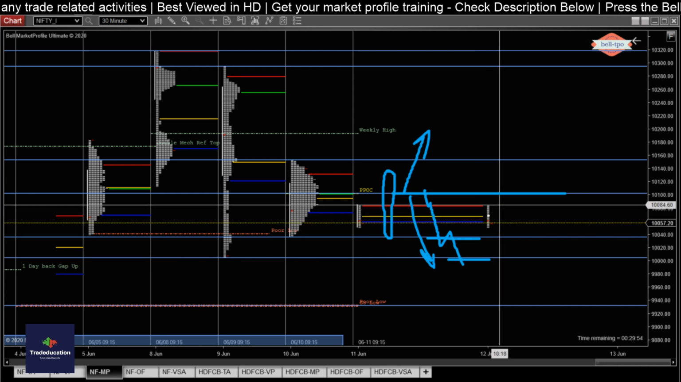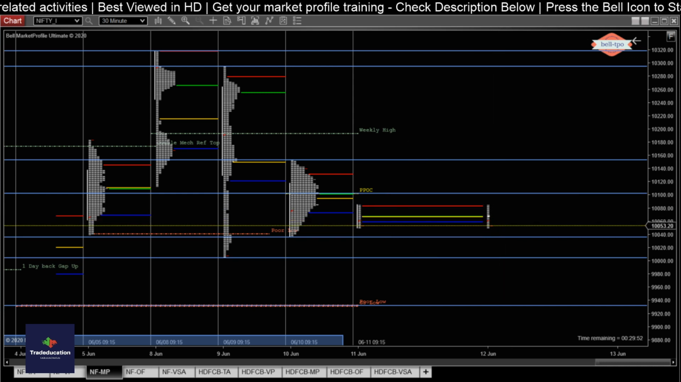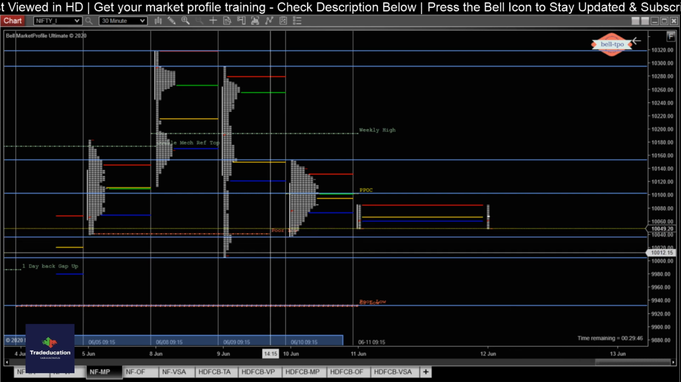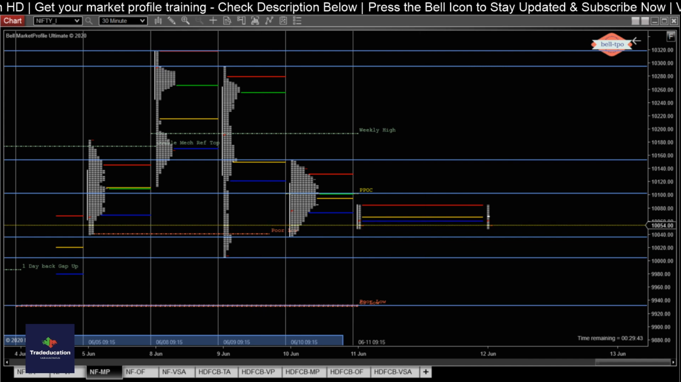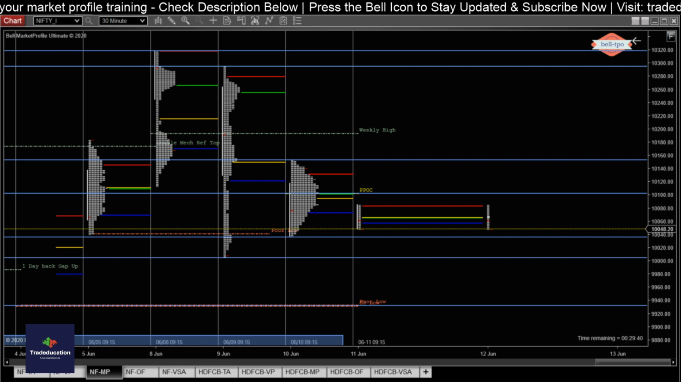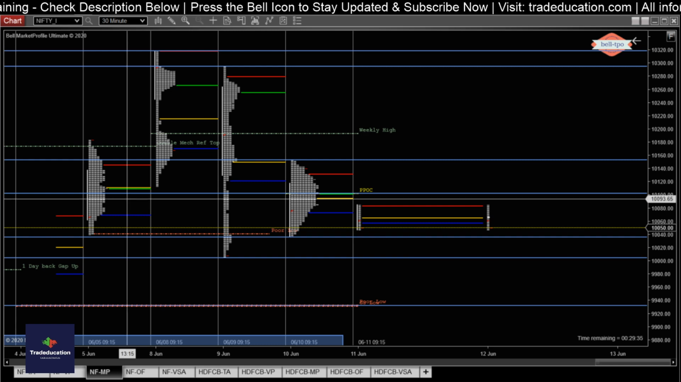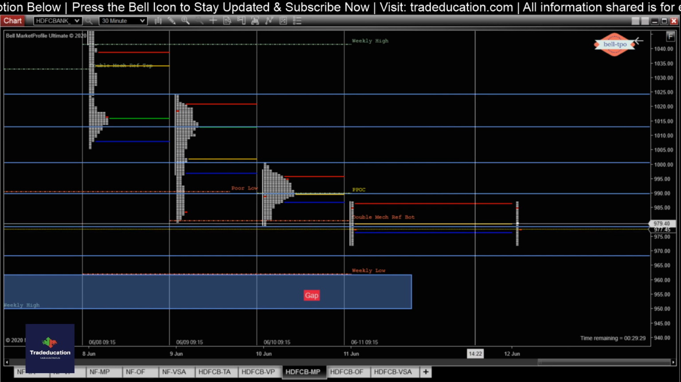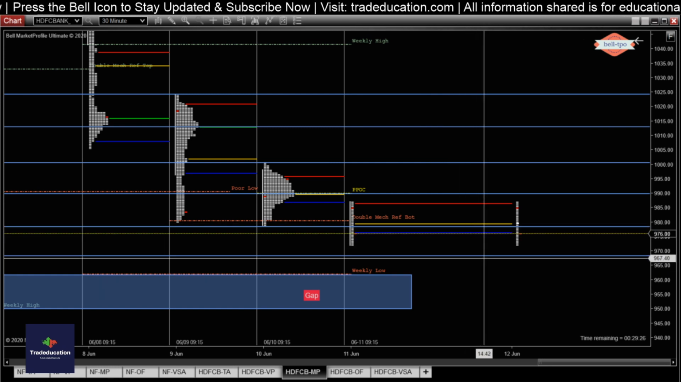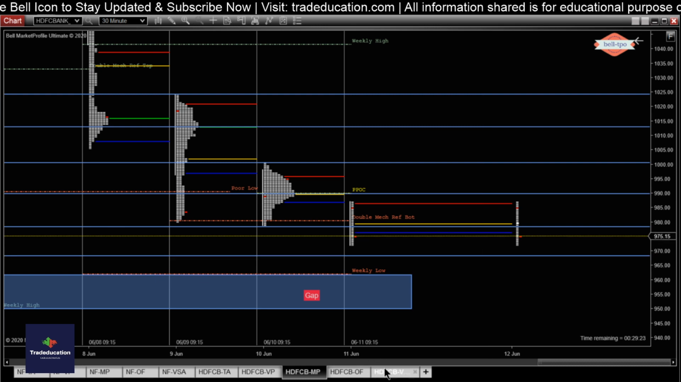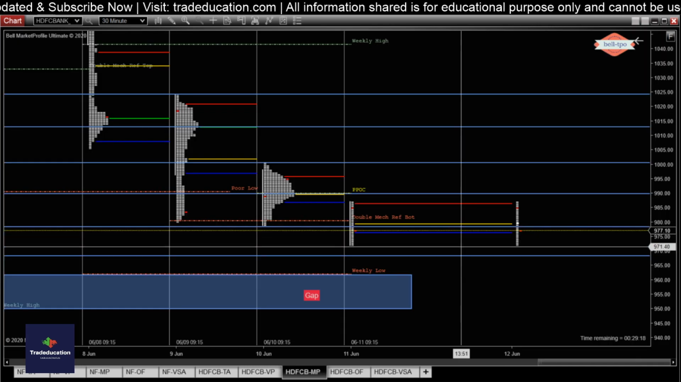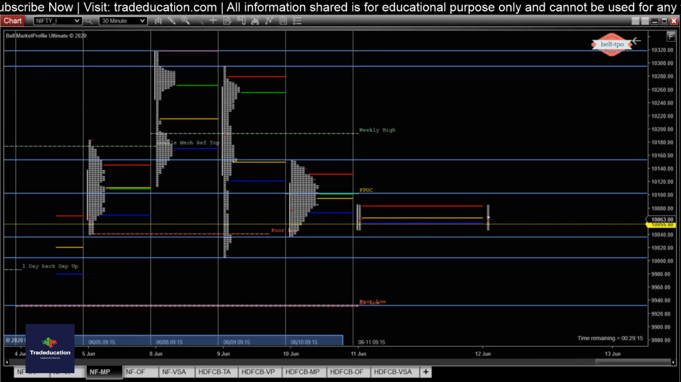Okay, so this has opened below the POC level. So let me delete this. Now the odds increase to tag the lows. Okay, let me also look at HDFC Bank, and see it has clearly tagged the poor lows. Now it needs to tag this particular reference level, and it has already tagged one HVN level. Let me jump back to Nifty.